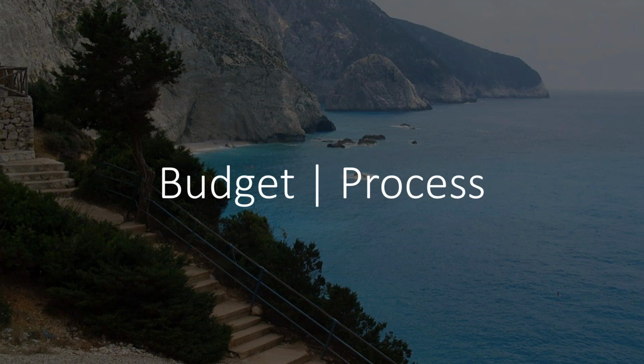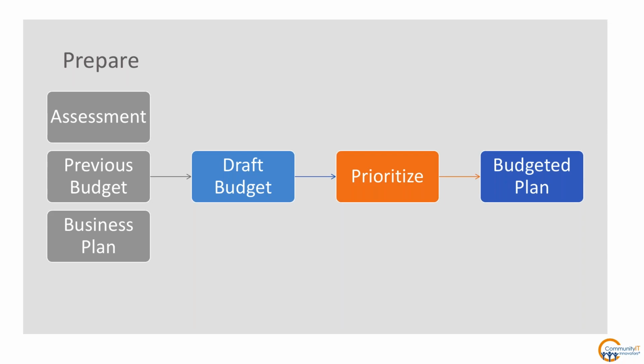So let's start by reviewing the process, the basic overview. The first step in the budgeting process involves 3 tasks. First, you have to assess your network. You need to assess your current IT environment. IT should be evaluated on a regular basis. An annual review is ideal, although larger organizations that are using technology more strategically might benefit from more frequent assessments.